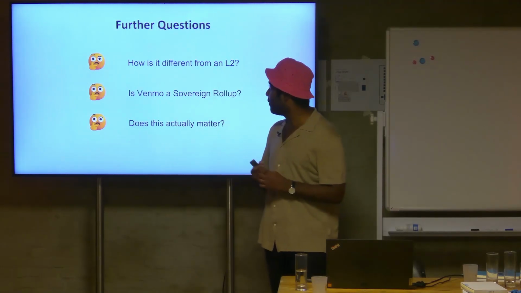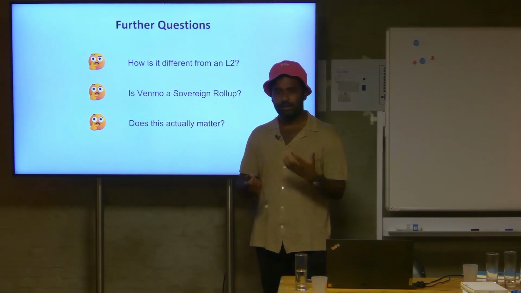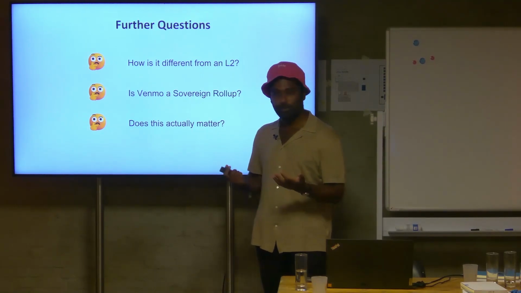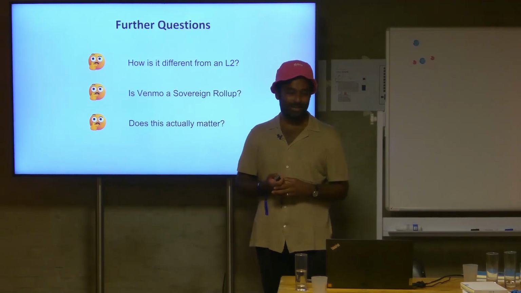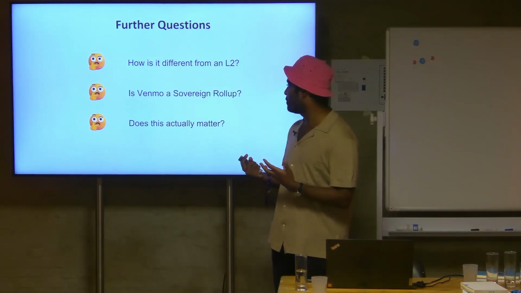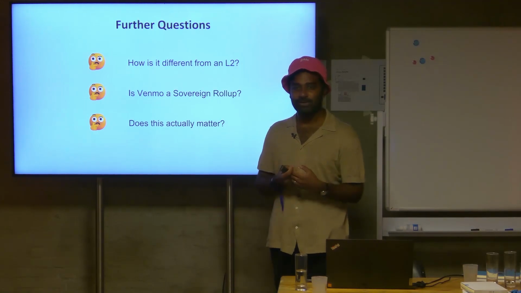Maybe digging into this a little more and asking some more guiding questions to probe around and understand: how are sovereign rollups different from L2s? Is Venmo a sovereign rollup? Let's go back to that. And then, does this matter? I feel like in crypto we often over-intellectualize things. We make these small differences or very technical differences, but does it actually affect users or communities in any meaningful way?